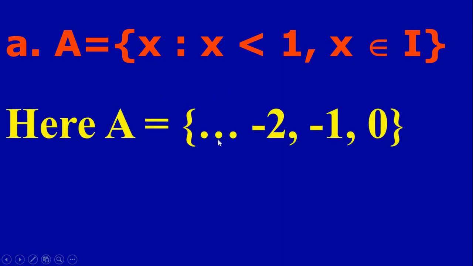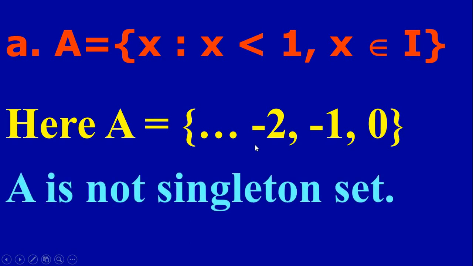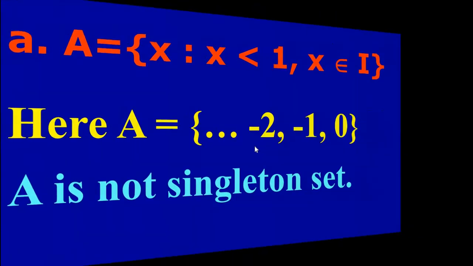So here set A is {..., -2, -1, 0}. All these numbers are less than 1. Here A is an infinite set, so therefore it's not a singleton set. So A is not a singleton set.